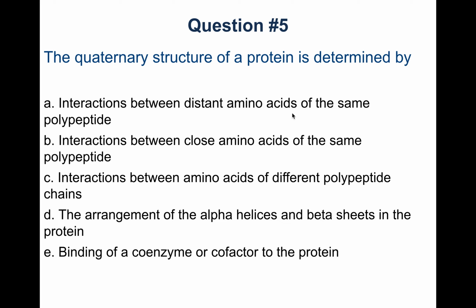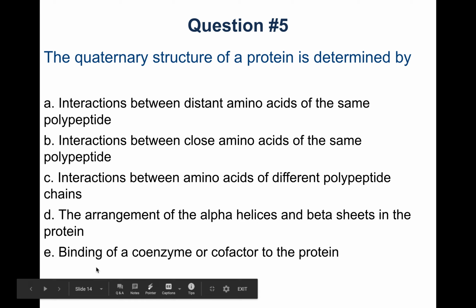So A and B are going to have more to do with probably tertiary structure, could also be secondary structure, because when you start forming the alpha helices and beta pleated sheets, those are associations between close amino acids on the same polypeptide. So that could be either secondary or tertiary. And so really what it's going to end up being is interactions between amino acids of different polypeptide chains.